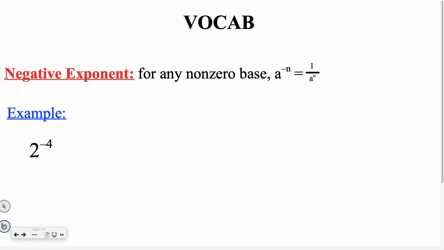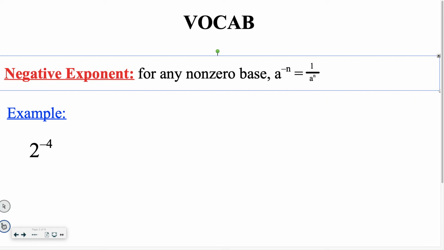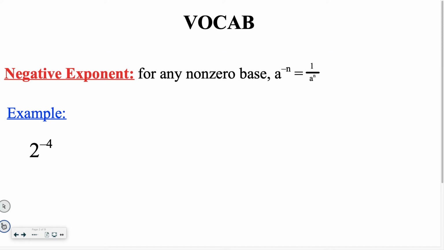A negative exponent: for any non-zero base, a to the negative n power equals 1 over a to the n. Yesterday we talked about this a little bit. We practiced it a little bit with our IXL skill, but let's just dive deeper into that.